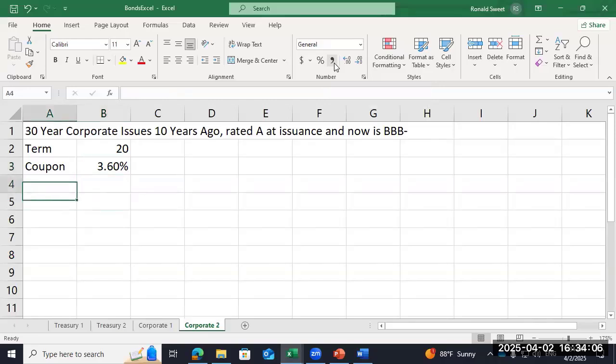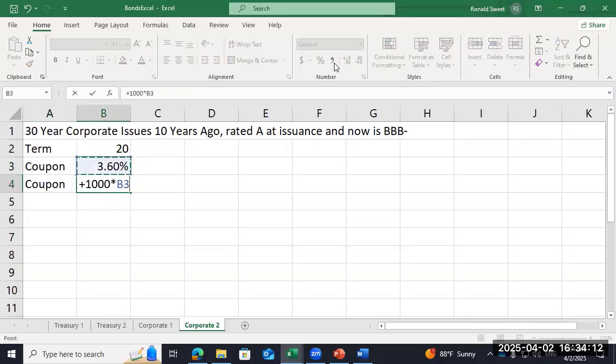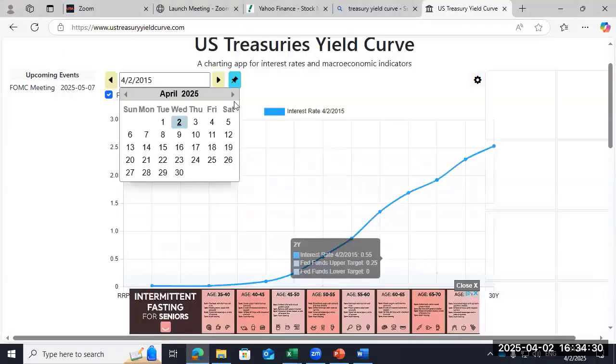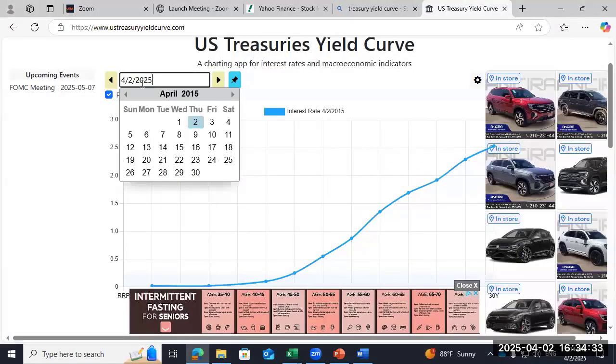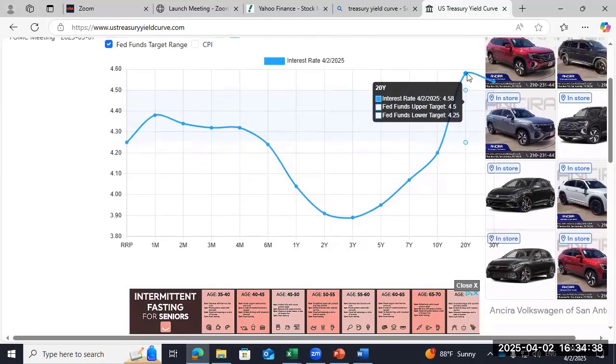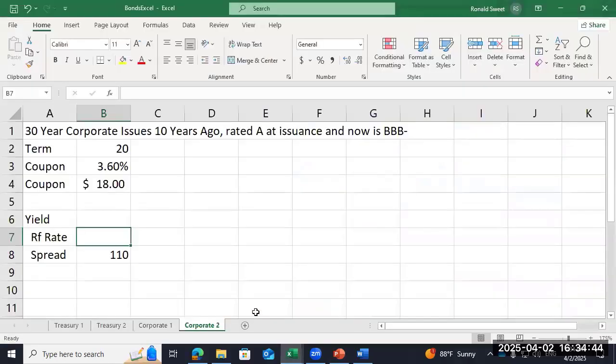That's the coupon. Let's do the coupon in dollars. $1,000 times 3.6 divided by 2, so 18 bucks. Let's do the yield. So you have the risk-free rate and the spread. Let's say the spread is 110. Let's see what the risk-free rate is. So it's a 20-year bond, so we look at the 20-year. 20-year today is 4.58. Let's say 4.6%.